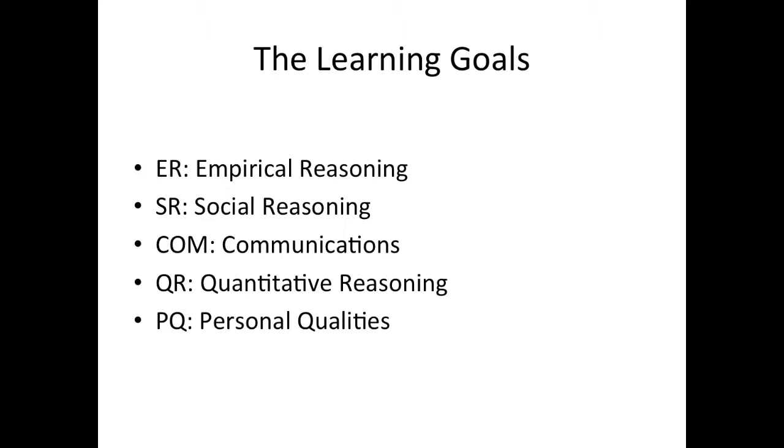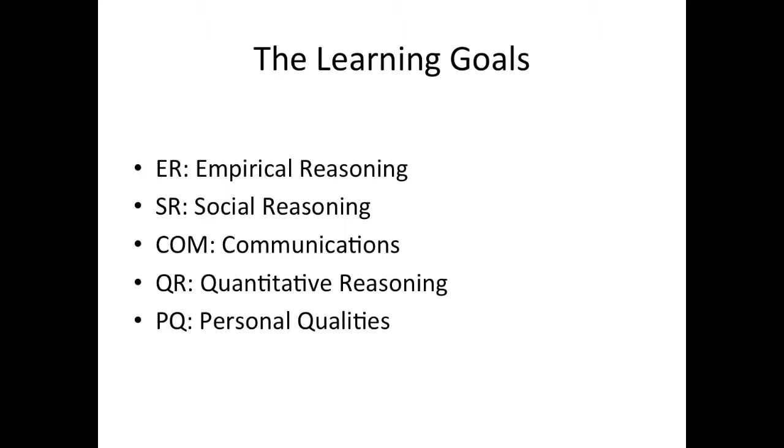We think about the learning goals as different lenses through which to consider our learning. Empirical reasoning is the ability to think like a scientist, to use empirical evidence and a logical process to make decisions and evaluate hypotheses. It also involves making connections to scientific content, such as biological processes, physics, or chemistry.